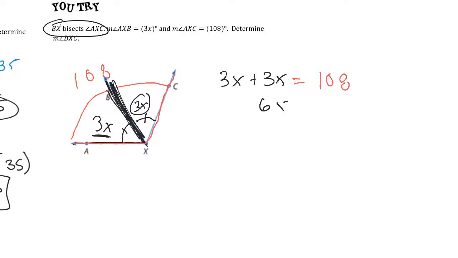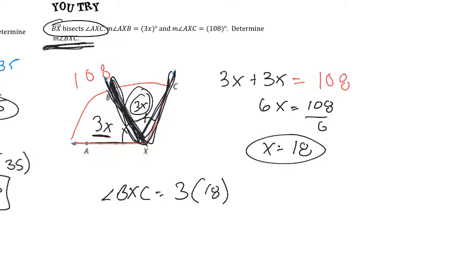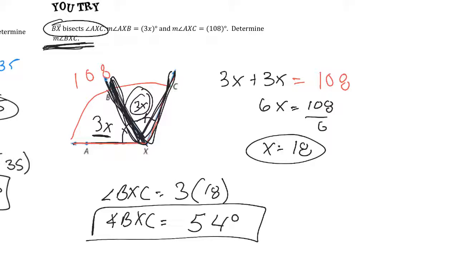Now I just got to solve for x. 6x equals 108. Divide by 6. x equals 18. But always go back and answer the question. It said, what is the measure of angle BXC? BXC is this angle, which is 3x, so 3 times 18. So angle BXC equals 54 degrees, because 3 times 18 is 54.